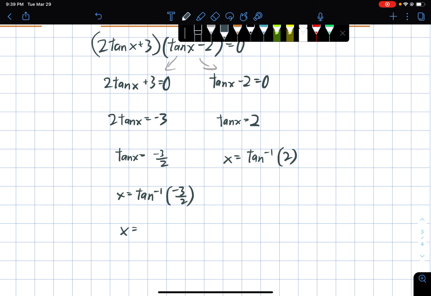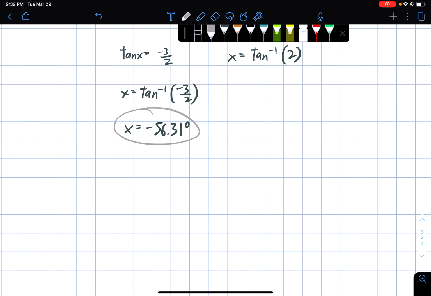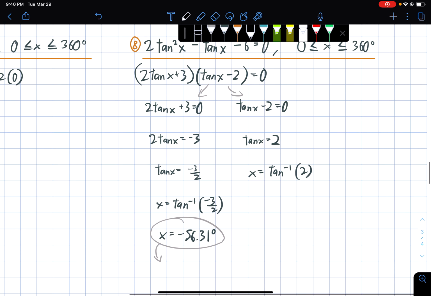x is equal to, need your calculator right now, we end up with negative 56.3099. Anyways, let's just round it off to the nearest hundredths. So 56.31 degrees. This is not a final answer. It's not a solution. It's extraneous, if I'm not mistaken. Let's find the other. So provided that we're facing a problem that relates to tangent.